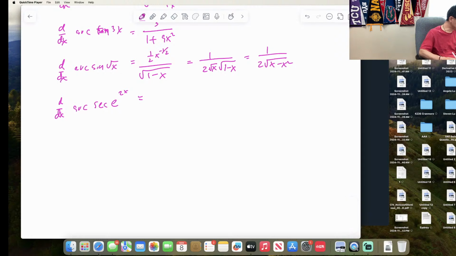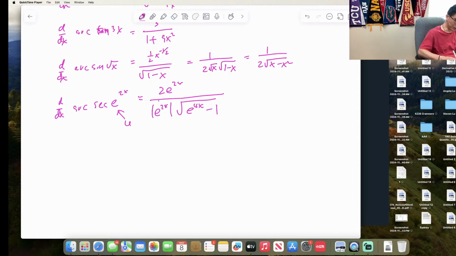Arc secant. I'm gonna follow the formula. The formula says u prime, so this one's gonna be 2e to the 2x because this is u, right? And there's absolute value u, which doesn't need to be there because e to the 2x is always positive. So that's gonna be e to the 2x here, and the square root of e to the 4x minus 1.